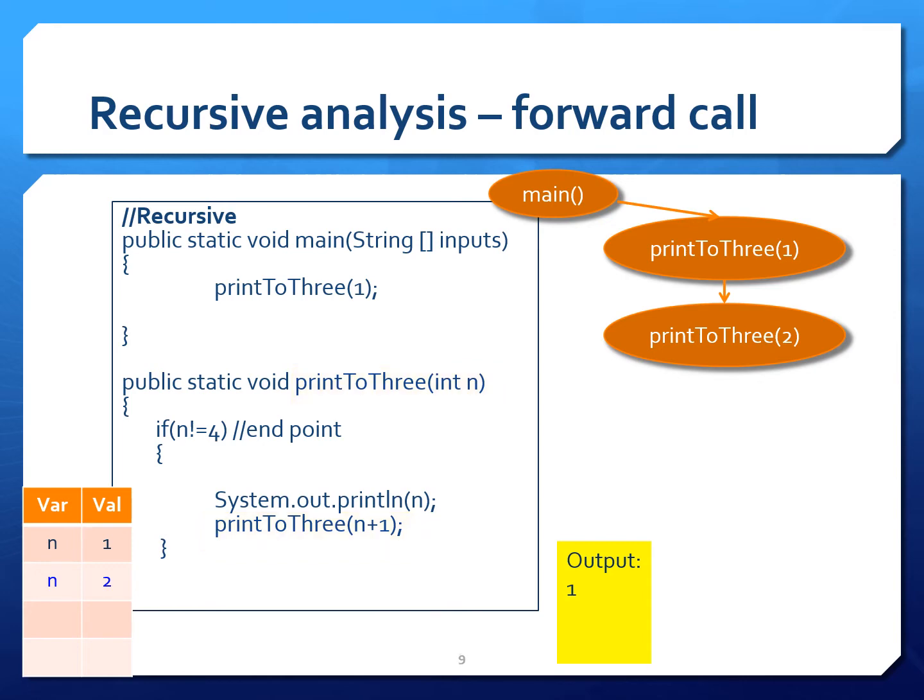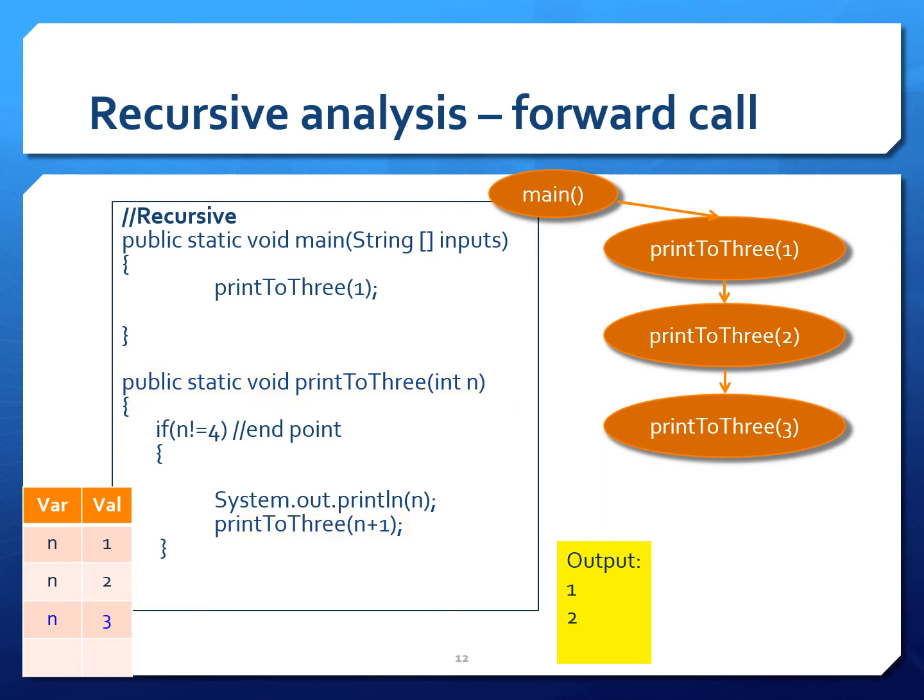Then it goes into another copy of the same method. First, it will check for the endpoint condition, which is true. Then it prints n, which is 2. Next, it calls itself and passes in n plus 1, which is 3.